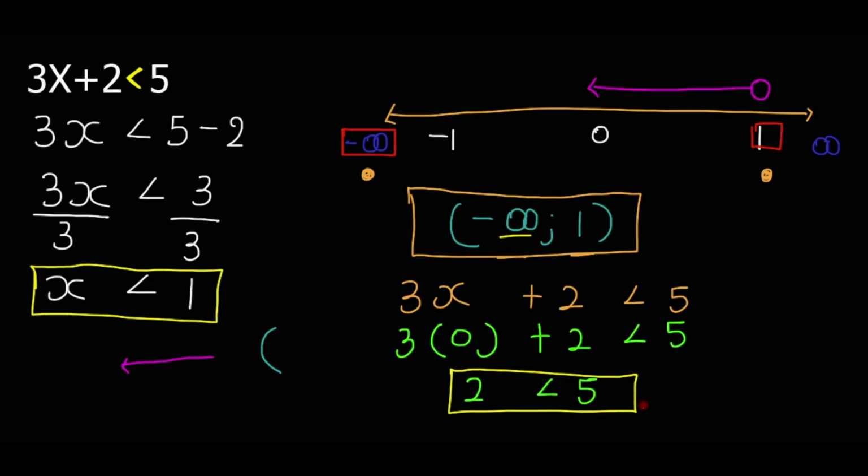So this statement is always true. We don't include 1, only any number that is less than 1. So that is why we use this bracket, excluded. So any number less than 1 to negative infinity, this statement will be true. So this is our answer anyway.